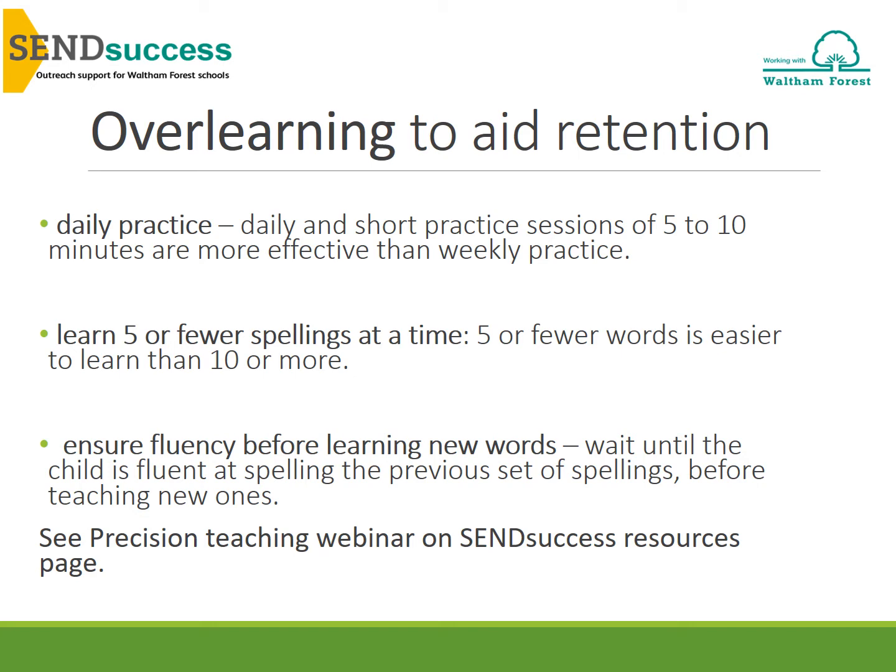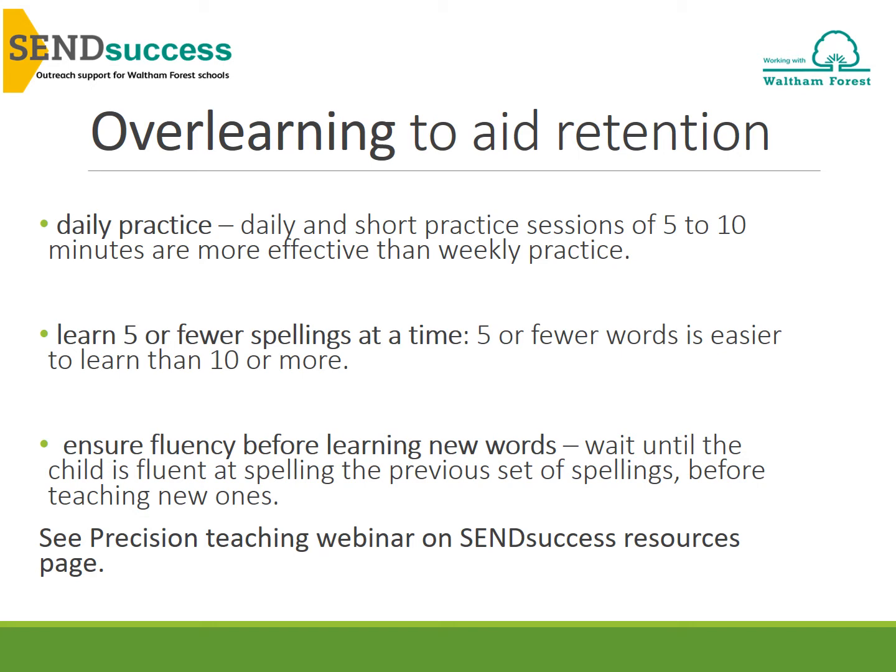Also, reducing the number of spellings or the number of spelling patterns that you're learning at any time makes it much easier for a child to retain what they're learning. So typically in primary school, a child may be given 10 spellings per week to learn at home, and then at the end of the week there is a spelling test. In actual fact, this is not really the most effective method to aid retention.